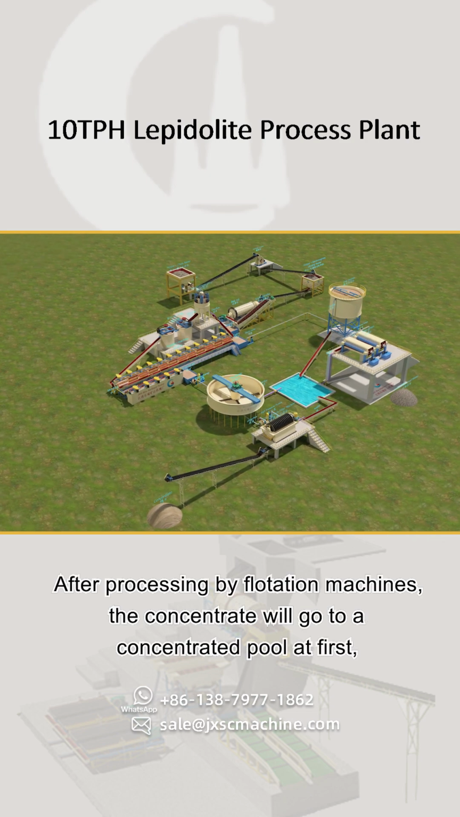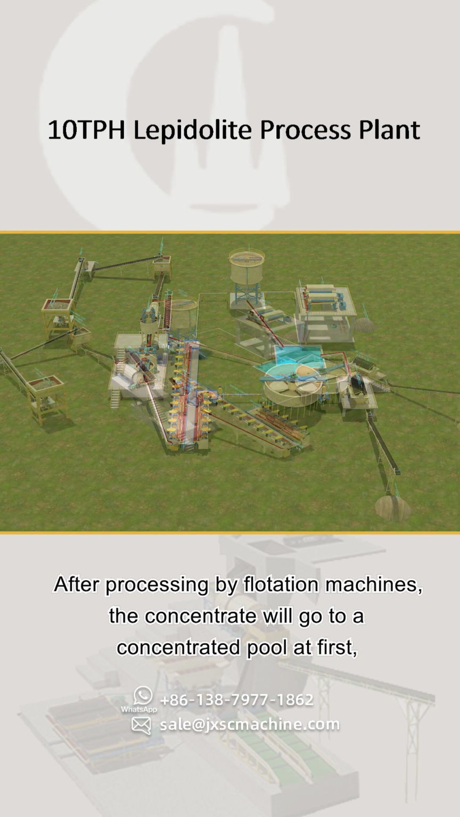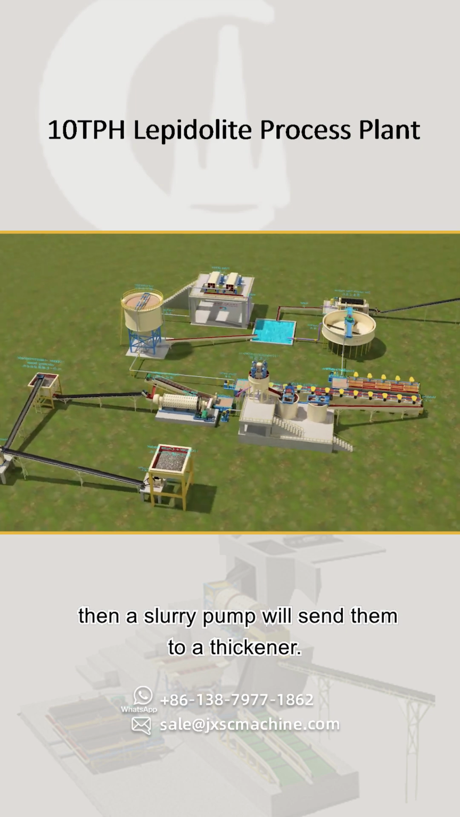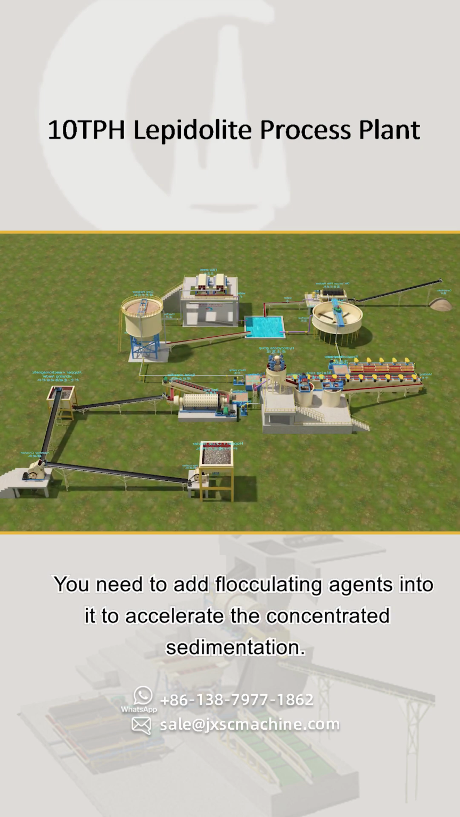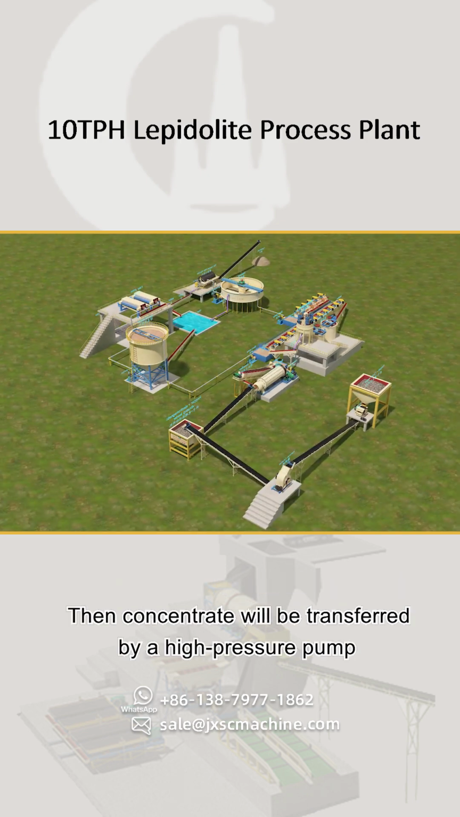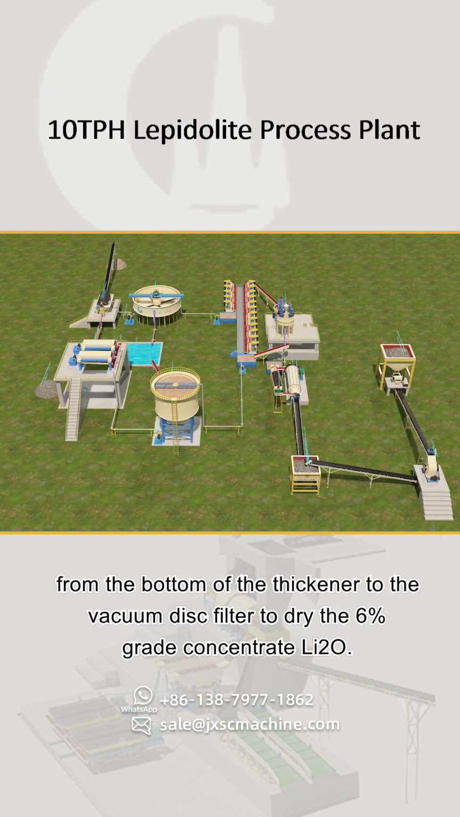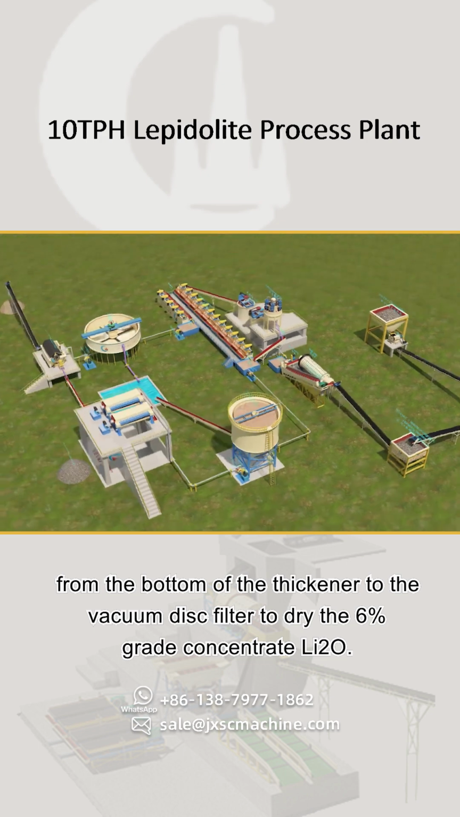4. Concentrate ore process part. After processing by flotation machines, the concentrate will go to a concentrated pool at first, then a slurry pump will send them to a thickener. You need to add flocculating agents into it to accelerate the concentrated sedimentation. Then concentrate will be transferred by a high-pressure pump from the bottom of the thickener to the vacuum disc filter to dry the 6% grade concentrate Li2O.